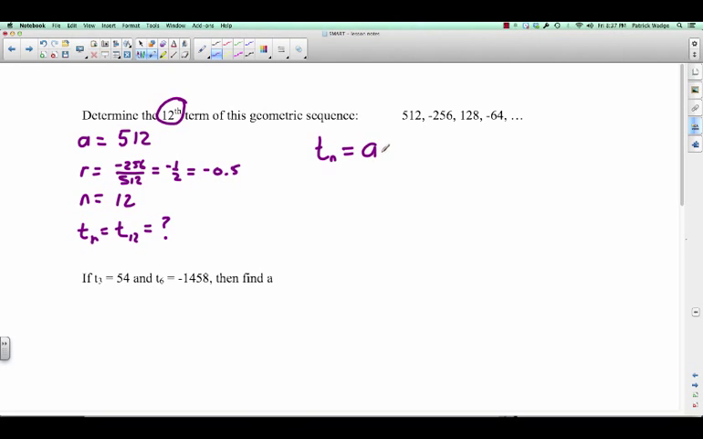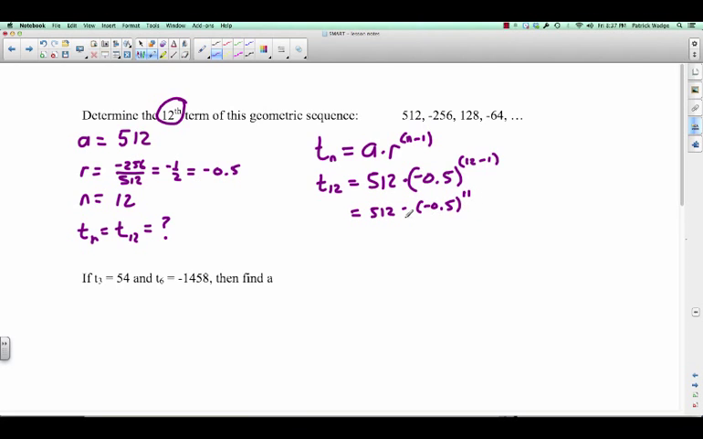Tn equals A times R to the n minus 1. Let's plug in what we know. First of all, we're not going to call it Tn, we're going to call it T12. We want to know the 12th term. We know the first term, it's 512, times, we know what R is, it's negative 0.5, maybe I'll put that in brackets. And then in the exponent position we have n minus 1, and n is 12, so 12 minus 1. So that equals 512 times negative 0.5 to the 11, obviously.